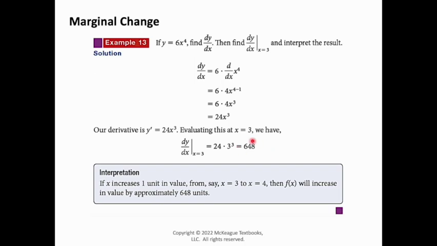Now this isn't going to be the exact value, because when we're looking at the derivative, we're looking at the slope of the tangent line. When we're looking at that exact point, x equals 3, that's just going to be the closest estimate we can get by going up 1 unit on that tangent line. So here's the official interpretation. If x increases by 1 unit in value, from x equals 3 to x equals 4, then the function will increase in value by approximately 648.